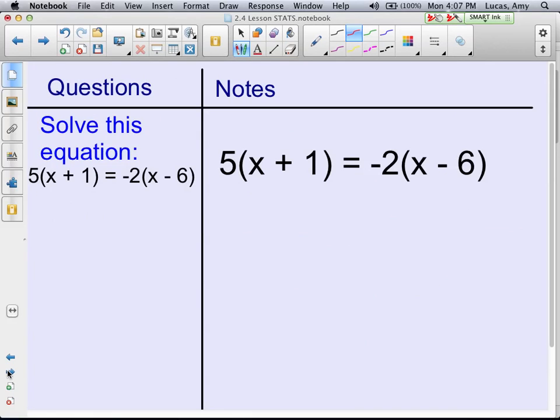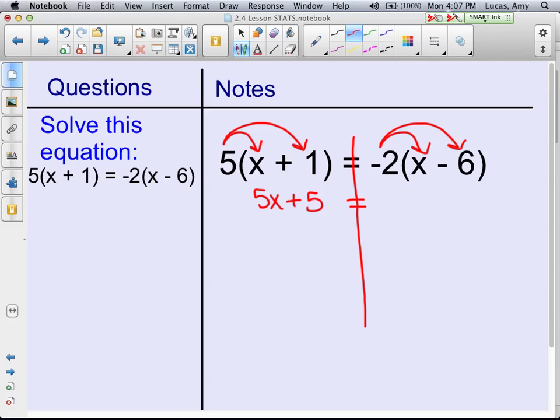Example number 2. We've got a lot of parentheses going on here. So distribute, distribute, and on this side, distribute. So I would get 5x plus 5 on the left-hand side, and -2x plus 12 on the right-hand side, because a negative times a negative is a positive. So, first step, distribute. Second step, combine any like terms if they're on the same side. I don't have any like terms that are on the same side. Not on the left, not on the right.